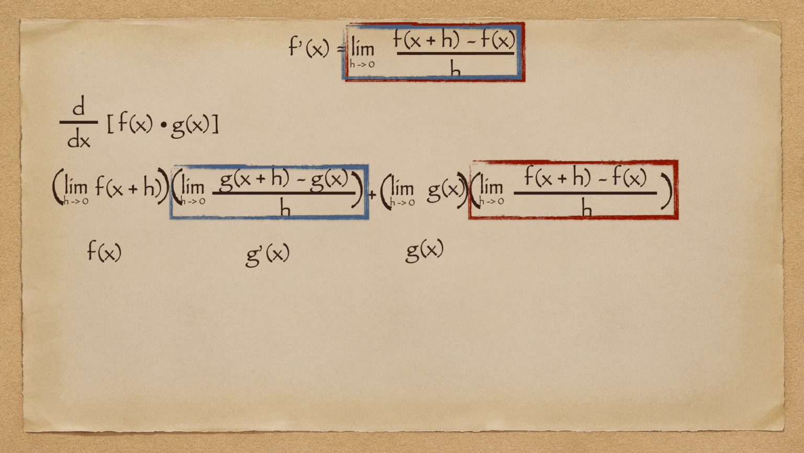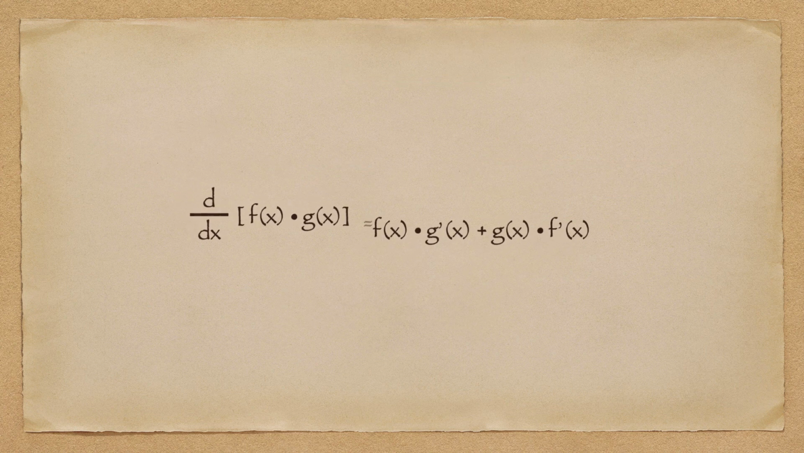There are no h's involved in this expression, so we can just get rid of the limit. We can also put the red boxed one, which is the definition of f prime of x. So we can combine all this together, and we get f of x times g prime of x plus g of x times f prime of x. Now we just proved the product rule. Great. That's what we wanted.